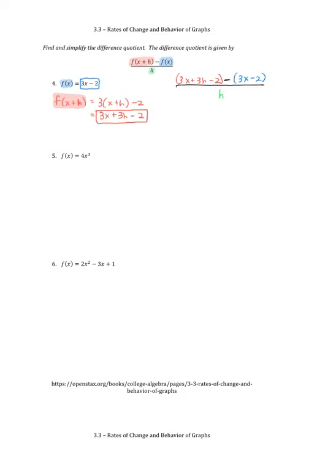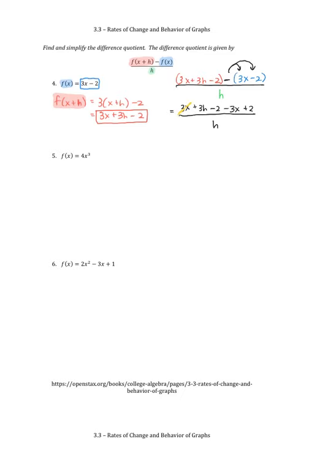Okay, and so now it's just a matter of simplifying this fraction. So I'm going to distribute this negative. So that's going to give me 3x plus 3h minus 2 minus 3x plus 2, all over h. And now look what happens.